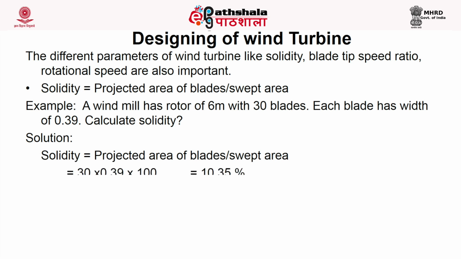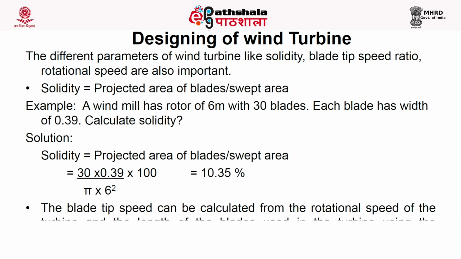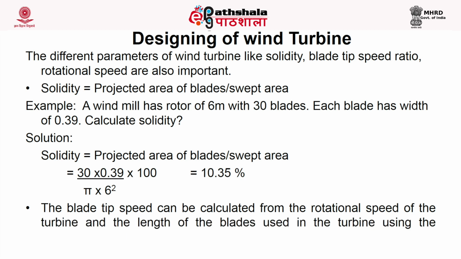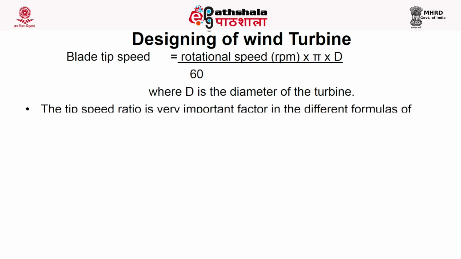A windmill has a rotor of 6 meters with 30 blades. Each blade has a width of 0.39. What is the solidity? It is equal to 30 × 0.39 / (π × 6²) × 100. The blade tip speed is another parameter. It is calculated from the rotational speed of the turbine and the length of the blades used in the turbine. Blade tip speed is equal to rotational speed in RPM multiplied by π × diameter divided by 60.